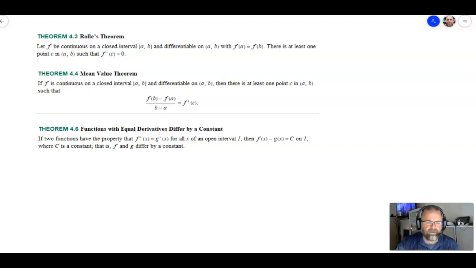Hey everybody, this is Mr. Beckstrom, and today we're going to talk about section 4.2. This is on the mean value theorem. And we're going to look at two different theorems.